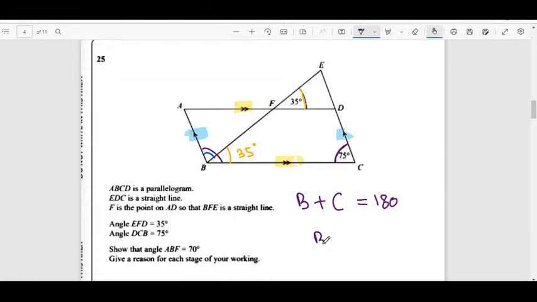So angle at B would be 180 minus C, that is 75 degrees, and B would be 105 degrees. Now complete B is 105. If I subtract 35, I am going to get the blue angle as 70 degrees, and this is what I was supposed to show.